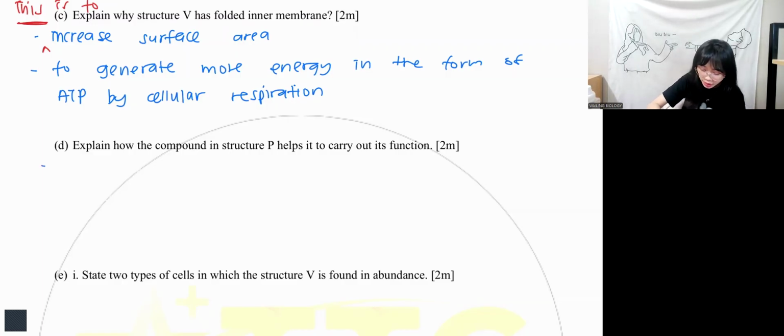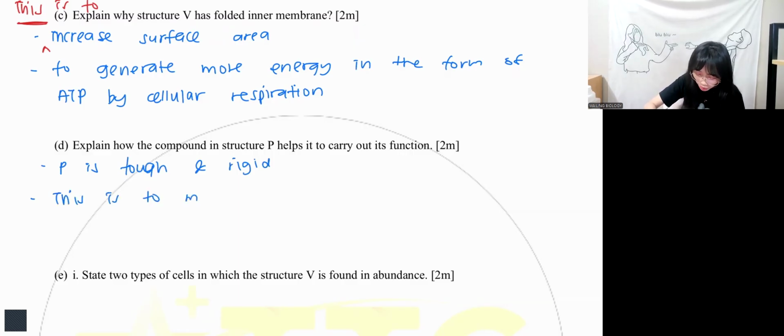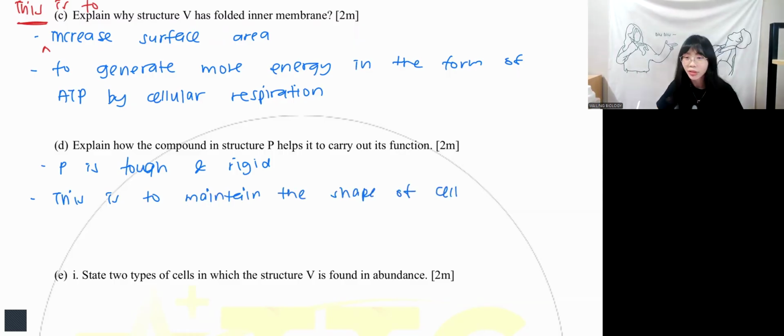P is tough and rigid. This is to maintain the shape of the cell. Tough and rigid, so this is the best answer to write.